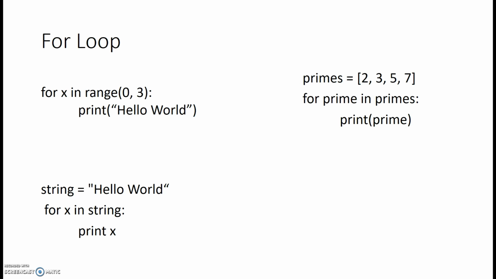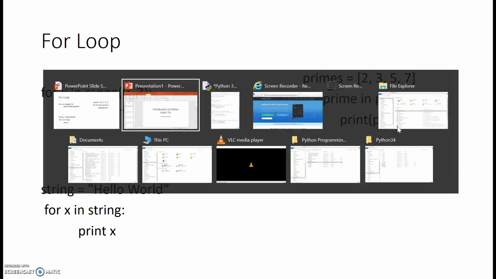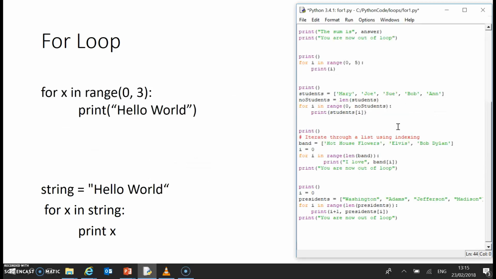Okay. And look at another one here. Here I've given it a list of values, these prime numbers. And I'm printing those primes. So doing for prime in primes, which is my list, print prime. So for each element in primes, print that. Okay, so let's look at some code work.